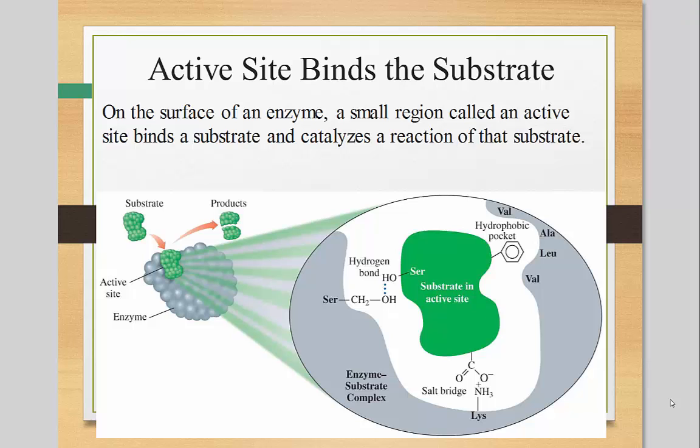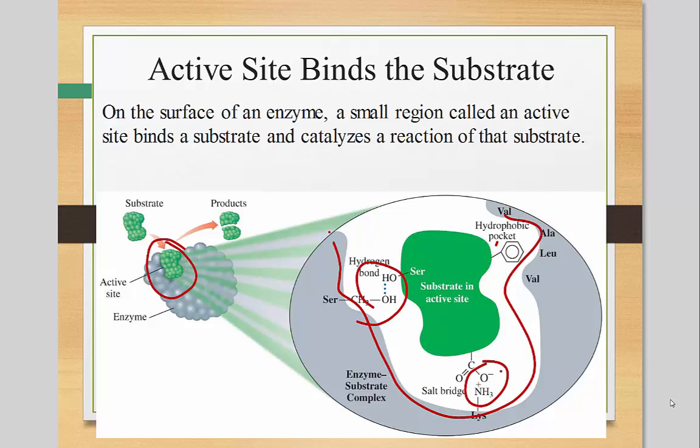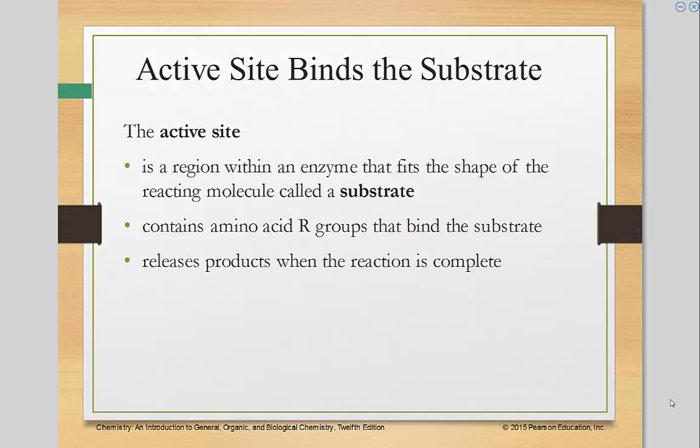In each enzyme, there's what's called an active site. On the surface of the enzyme, there's a small region called an active site that binds the substrate and catalyzes the reaction of the substrate. Look at the way that it's been bonding. We have hydrogen bonding, salt bridges, a hydrophobic area. Those things that we learned with the tertiary and quaternary structure still hold here. We have hydrophilic, hydrophobic, hydrogen bonding, salt bridges, and disulfide bonds that can keep those steady and put in place.